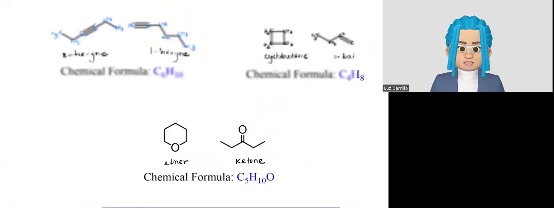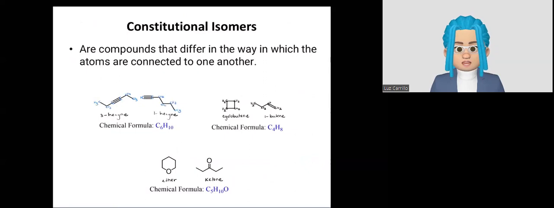So the take-home message here is that for constitutional isomers, same chemical formula, but the connectivity of the atoms is going to be different.